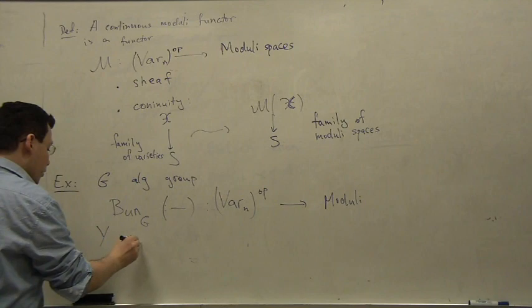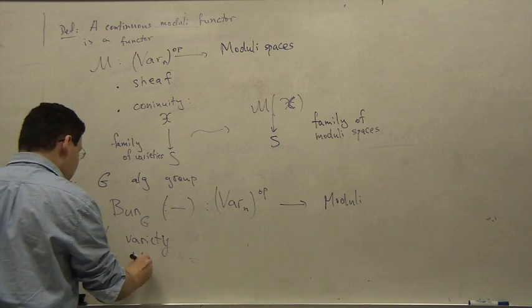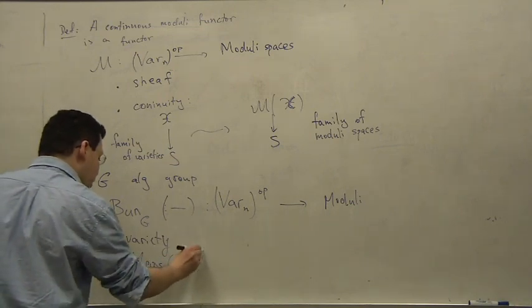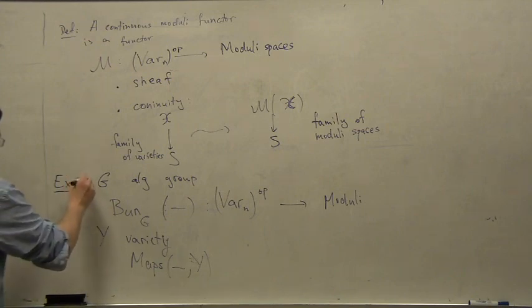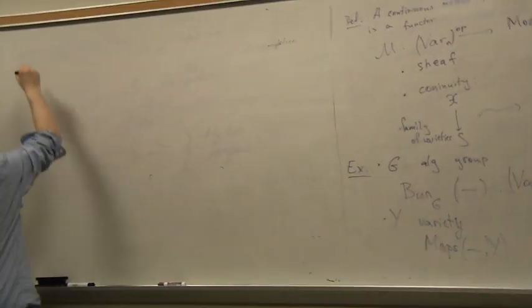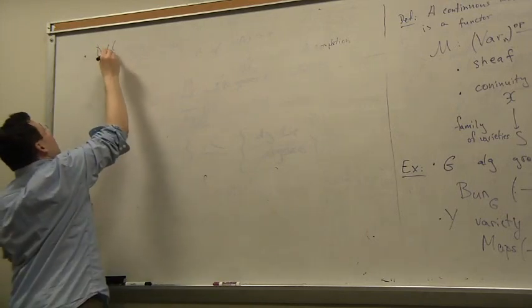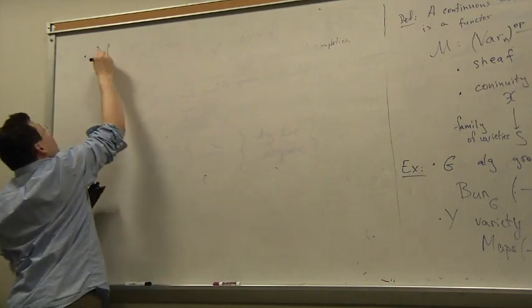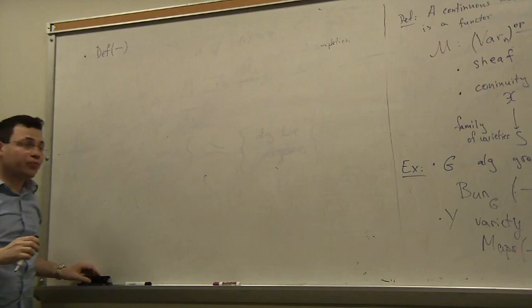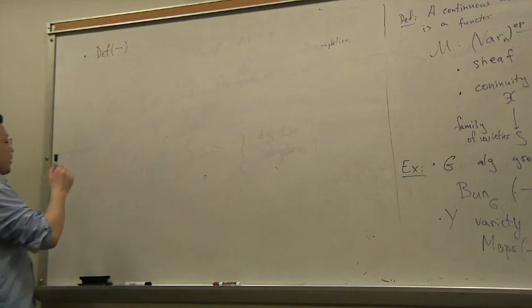If Y is a variety, another important example is maps from the variety into Y. And I think the only other example that I'll give is deformations. Deformation space is also an example. It associates some variety to its deformation space. This also satisfies these conditions.